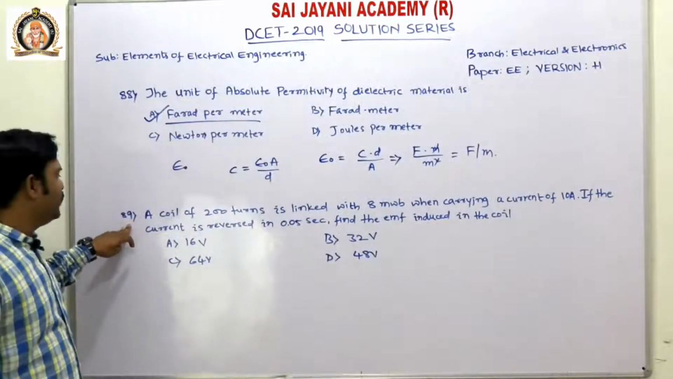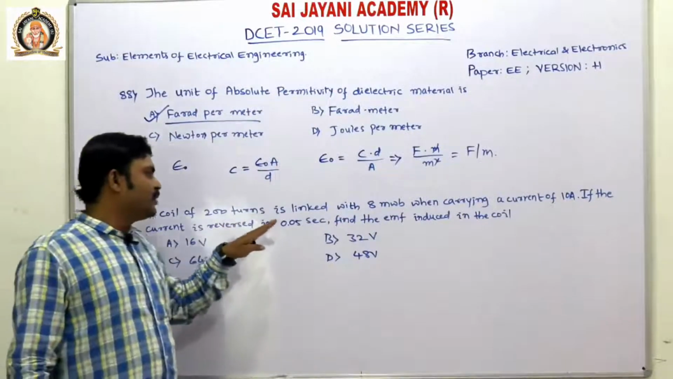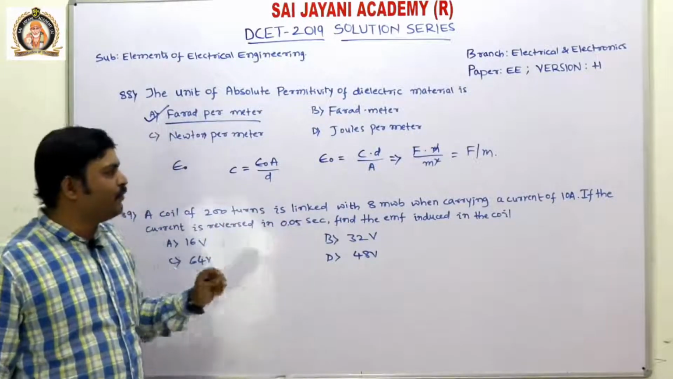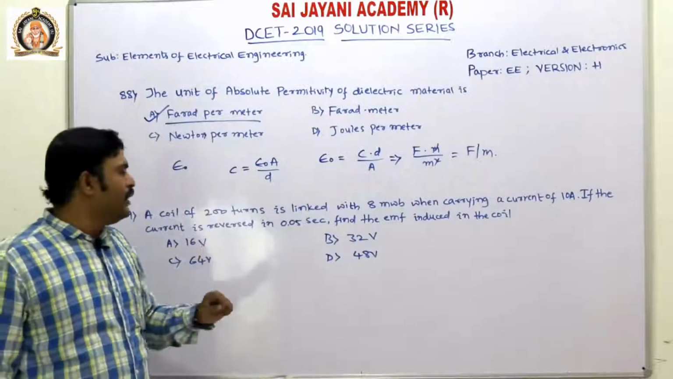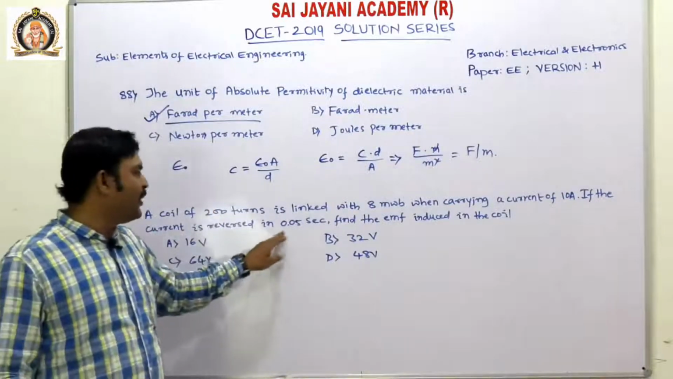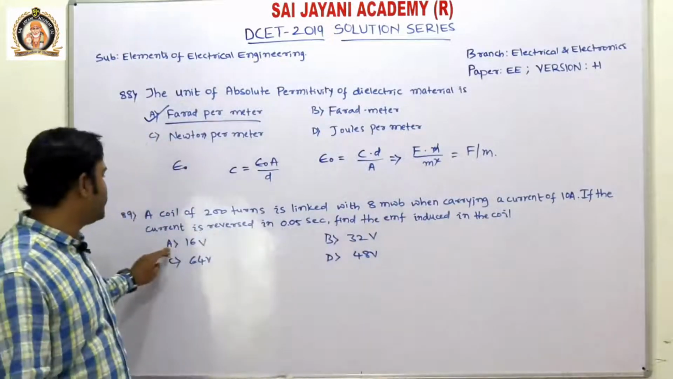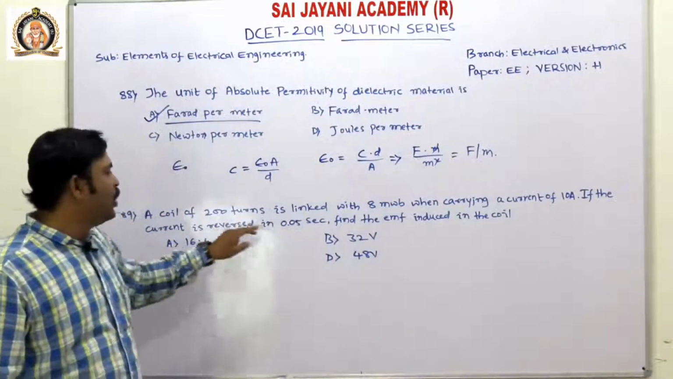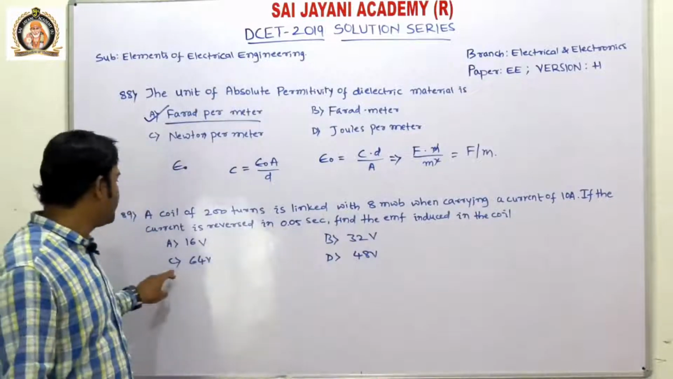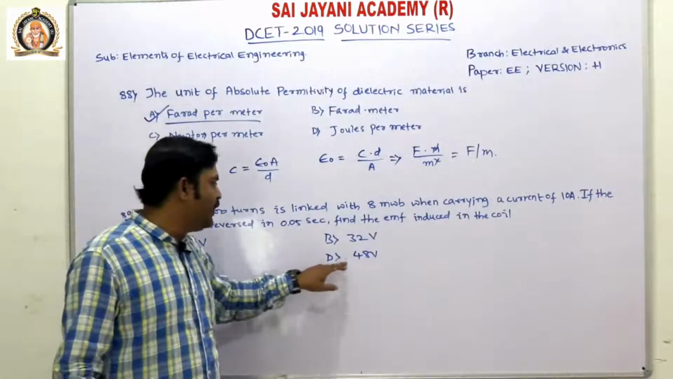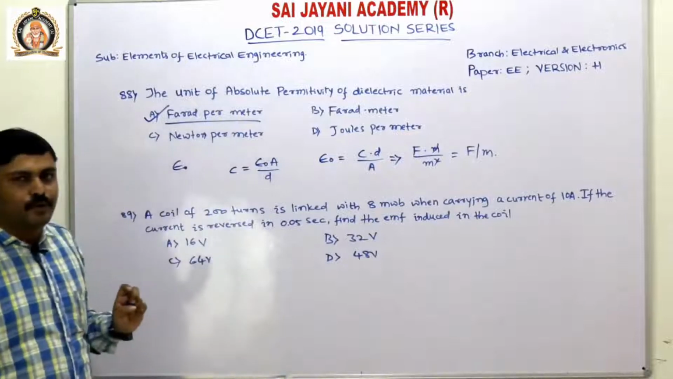Question number 89. A coil of 200 turns is linked with 8 milliwebers when carrying a current of 10 amps. If the current is reversed in 0.05 seconds, find the EMF induced in the coil. See the options: option A 16 volts, option B 32 volts, option C 64 volts, option D 48 volts.